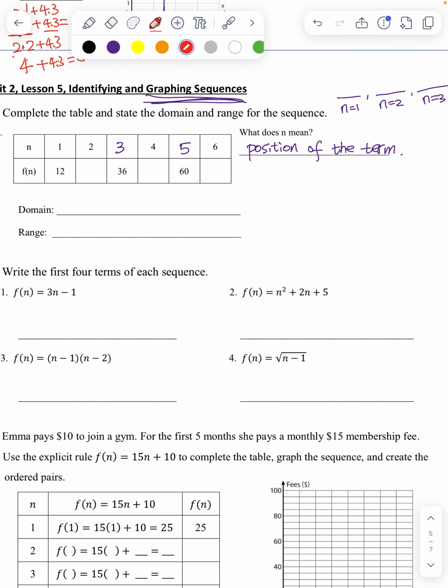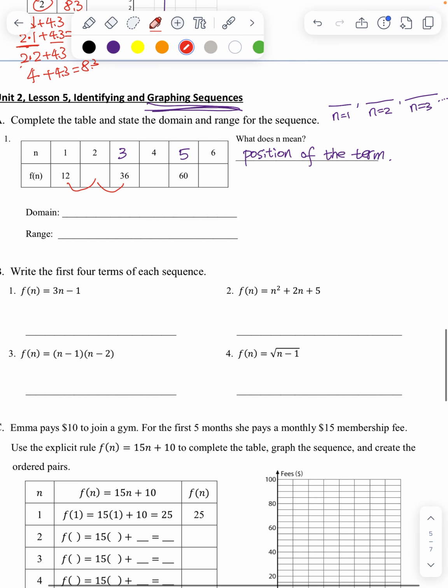Okay, the first term is 12. What should be the second term? And then the third term is 36. I'm thinking of maybe adding 12. Add 12, this is 24. 24 add 12 is 36. 36 add 12 is 48. 48 add 12 is 60. 60 add 12 is 72.